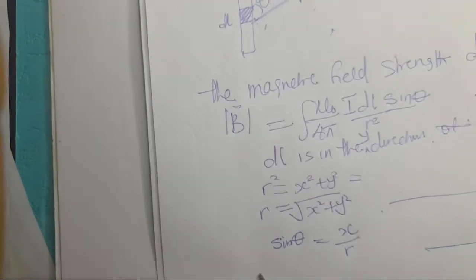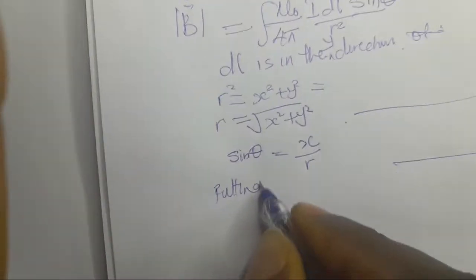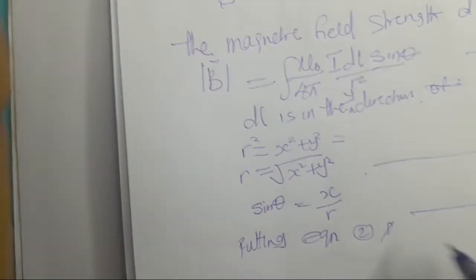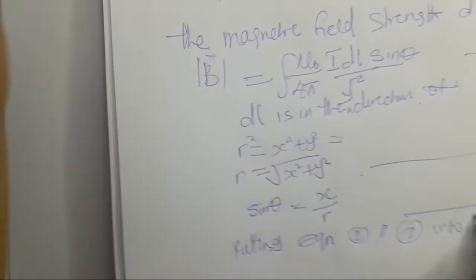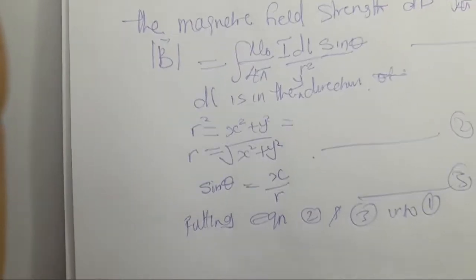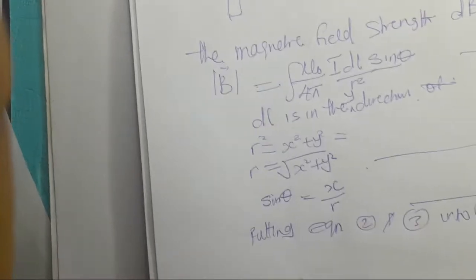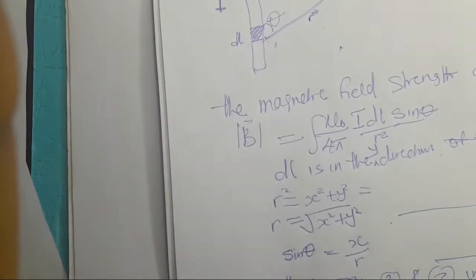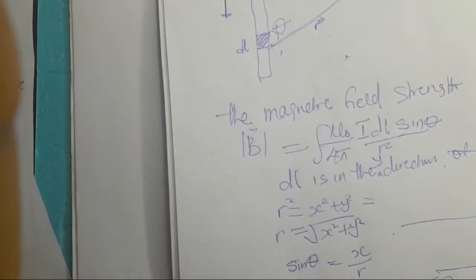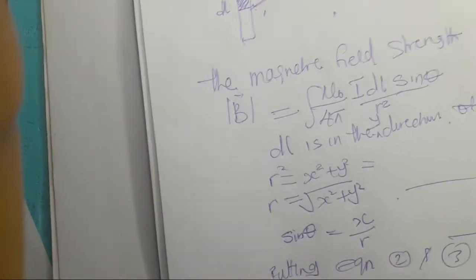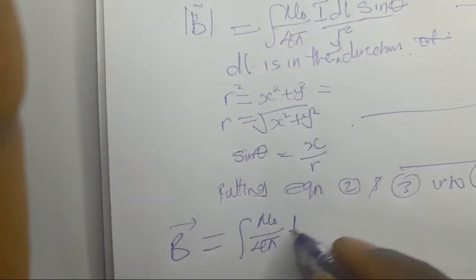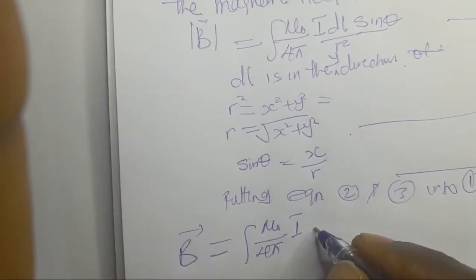Now substituting, putting equation 2 and 3 into 1, what do we have? We are going to have B, that's the magnetic field, equal to the integral of mu naught over 4 pi, the current I, dL.